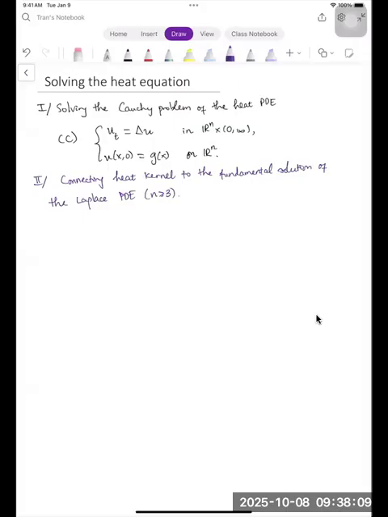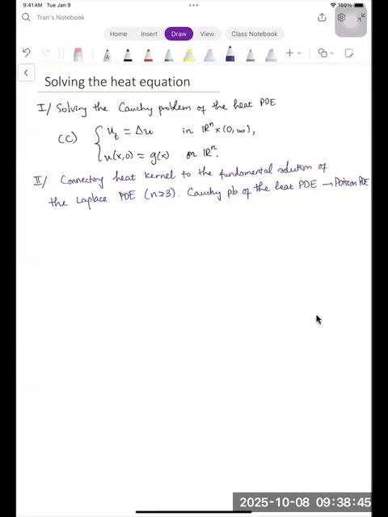And then I also want to connect the Cauchy problem of the heat PDE with the Poisson equation for the Laplace PDE. Okay, those are the two main goals for today. I will try to cover more if we have more time.